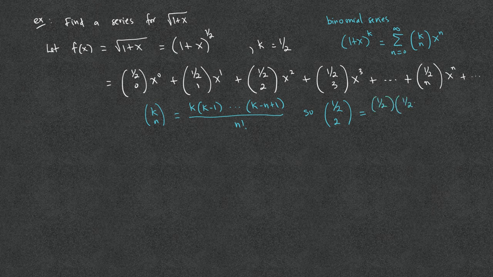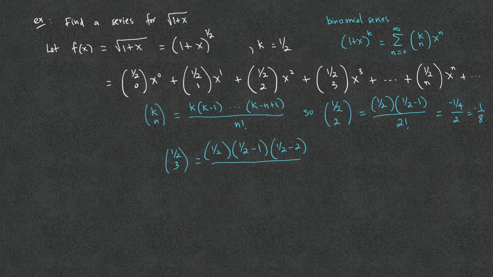So 1/2 choose 2 is 1/2 times (1/2 minus 1) over 2 factorial, which is minus 1/4 over 2, negative 1/8. And 1/2 choose 3 is 1/2 times (1/2 minus 1) times (1/2 minus 2) over 3 factorial. Observe that we choose 3, so we end up with 3 factors in the numerator. The last factor in the numerator is k minus 1 less than n.